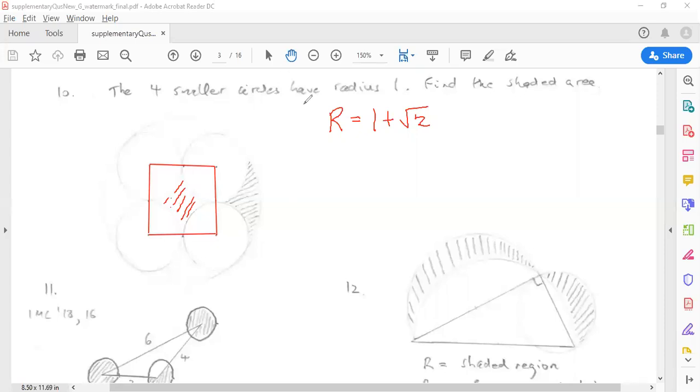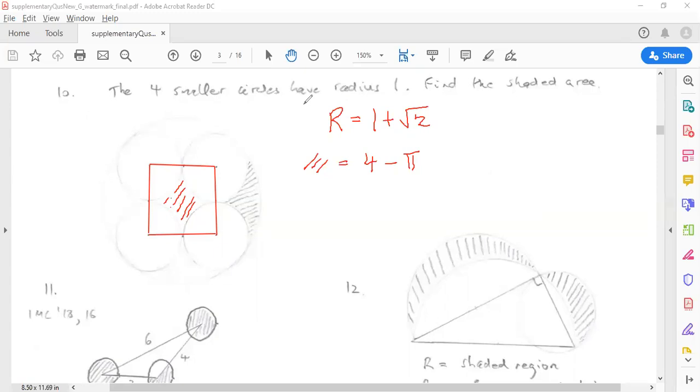And the shaded area, which I'll just denote by the shaded lines, is going to equal the area of that square, which, because it's a 2 by 2 square, is 4, minus 4 of those quarter circles of radius 1. 4 quarter circles make a full circle of radius 1, pi r squared, r is 1, gives me that that shaded area is 4 minus pi.